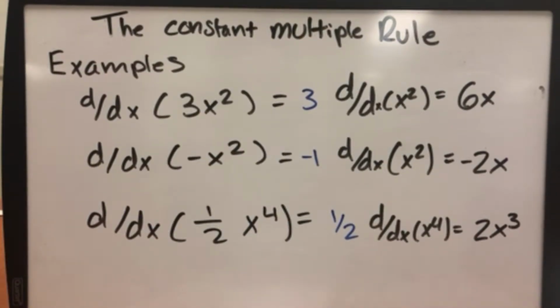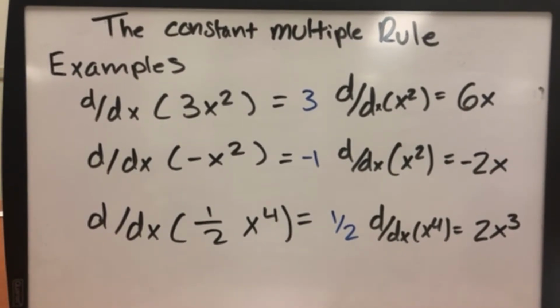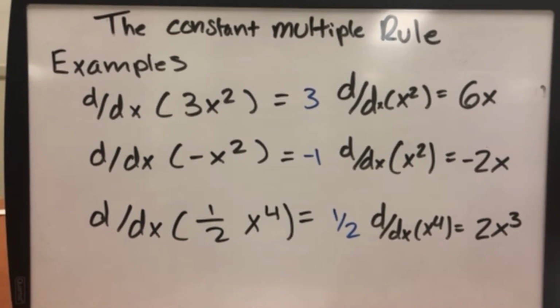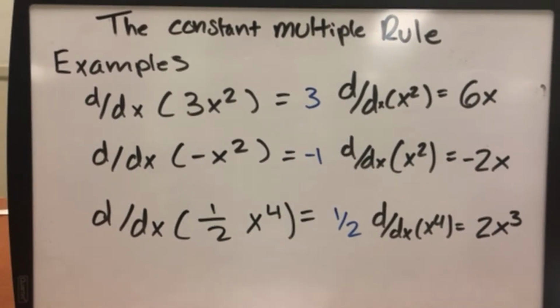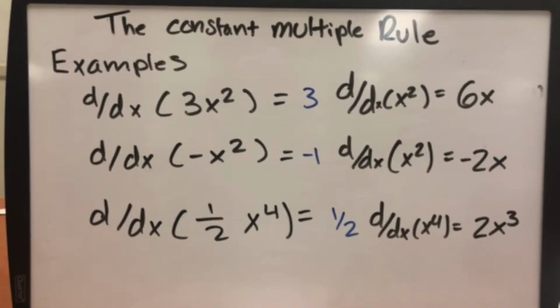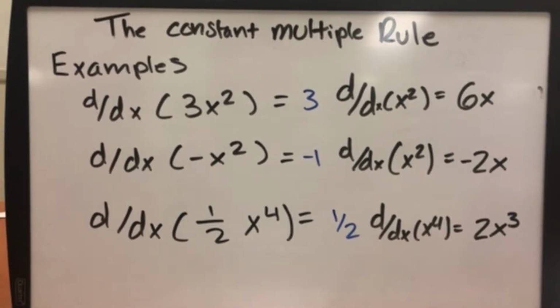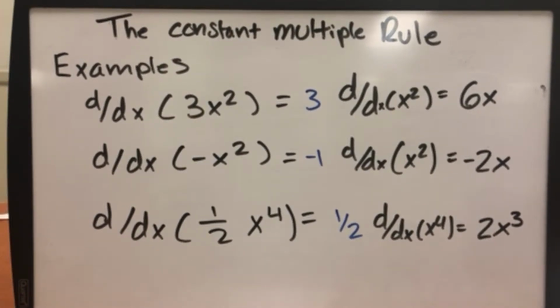Our examples for the constant multiple rule are the derivative of 3x squared, negative x to the second power, and 1/2 times x to the fourth power. We're able to remove our constants, which are 3, negative 1, and 1/2. Then we use our power rule to get our derivatives, which are 6x, negative 2x, and 2x to the third power.